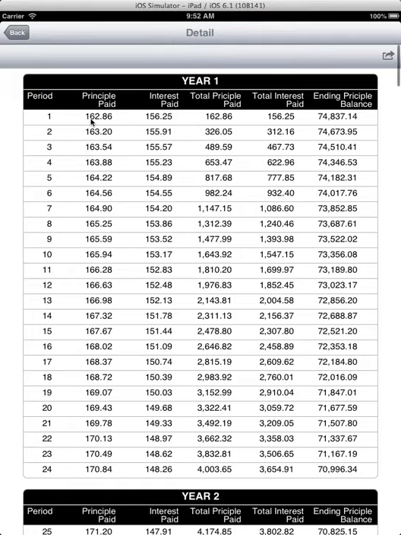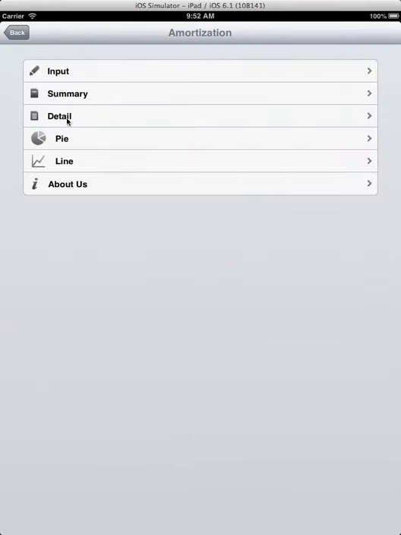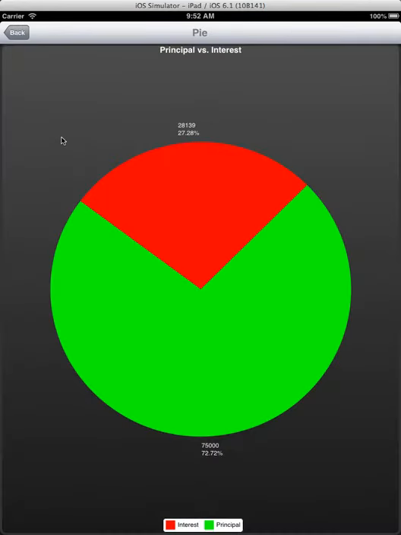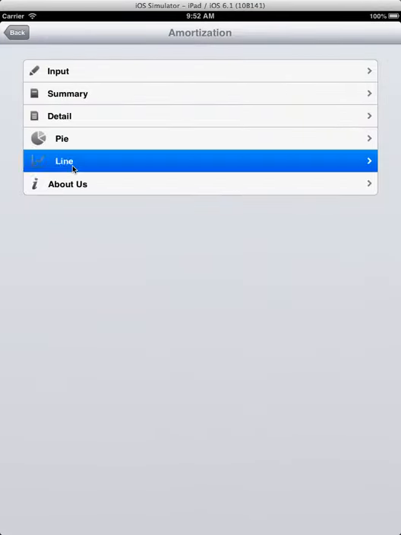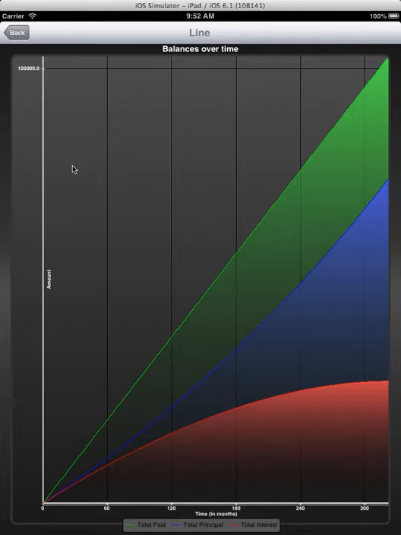And here is the detail year over year, and then here is a pie chart of the interest and the loan, and here is a line graph, the three series line graph: total paid, total principal paid, and total interest paid.